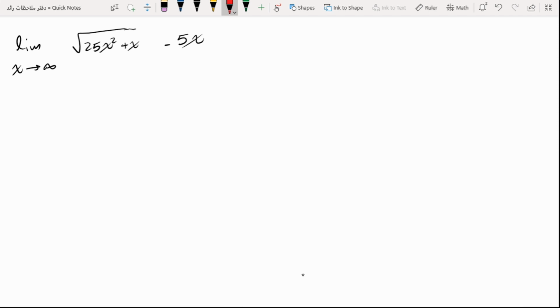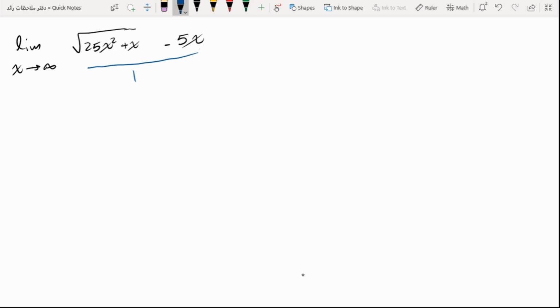We have many types of indeterminate form. We have 0 over 0, infinity over infinity, infinity over negative infinity, and many more. So this is infinity minus infinity. Why? Because the radical of infinity is infinity, and 5 times infinity is infinity, so infinity minus infinity. It doesn't equal 0. We call it indeterminate form.